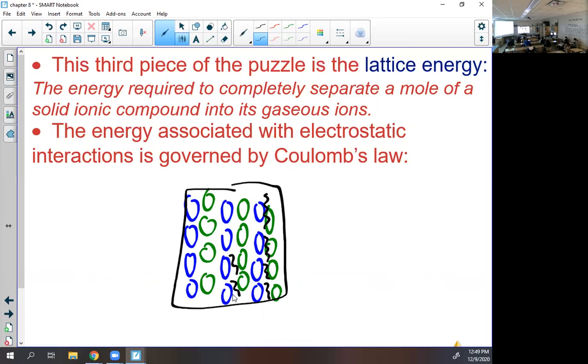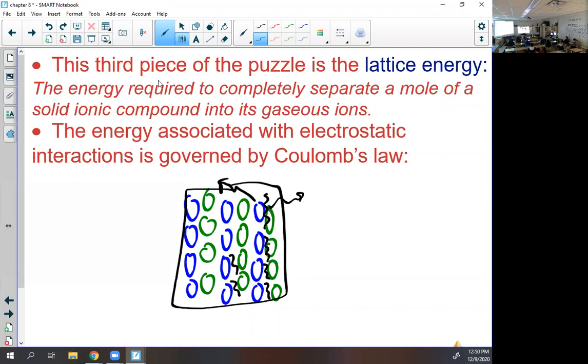So think about the way that nature works. If it takes energy for me to pull these things apart, then when they were formed, it must have given off energy, because everything is equal but opposite. Let me say that one more time. If it makes sense that it requires energy to pull it apart, then it should hopefully make sense that it gave off energy when it was formed. That energy that is released in this formation is lattice energy.